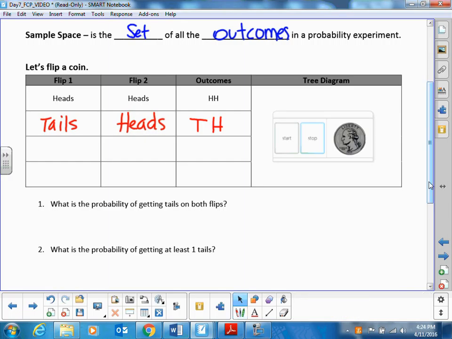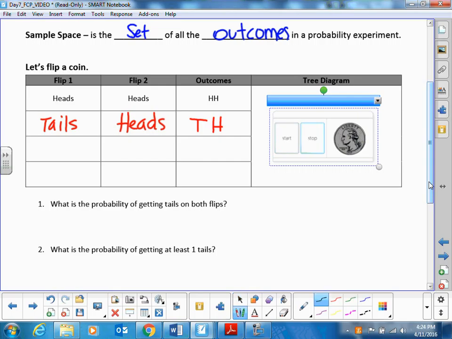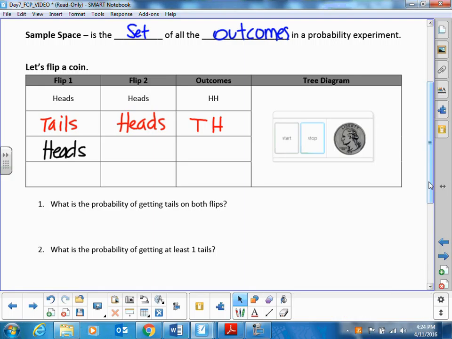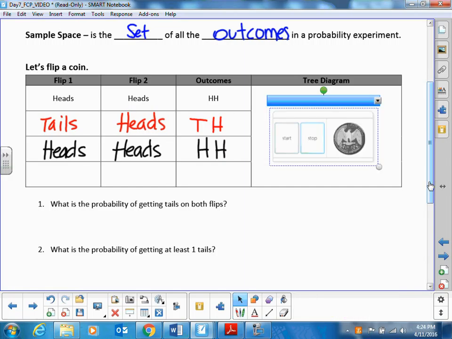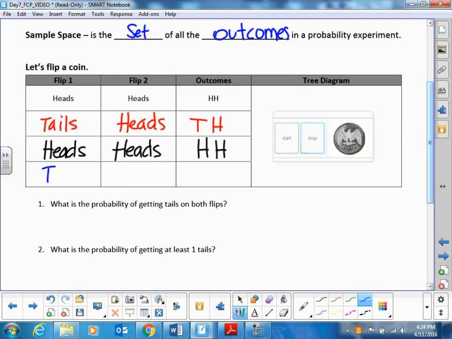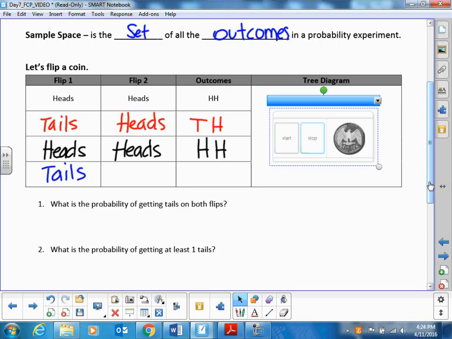So if I do it again, let's try one more time. This time I got heads first. Do it again. Oh, I got heads again. So this time my outcome was heads, heads. And the last one, we got tails. And let's try it one more time. We got tails.